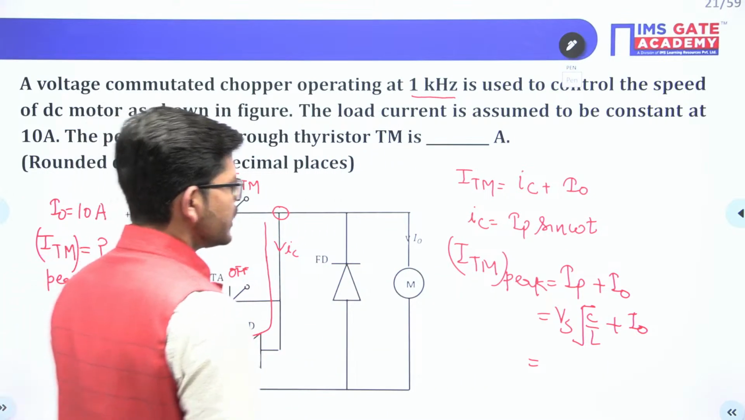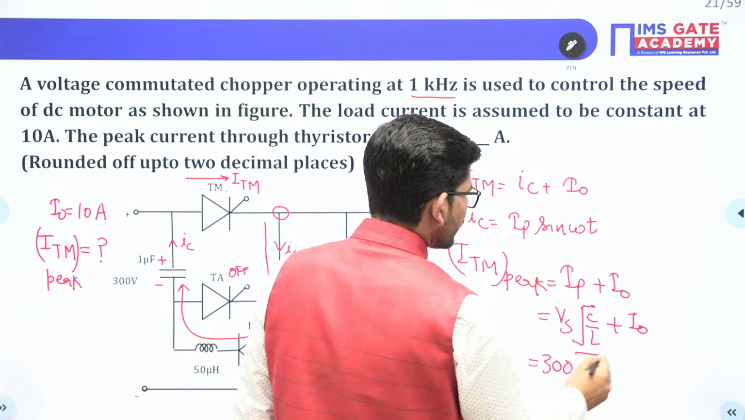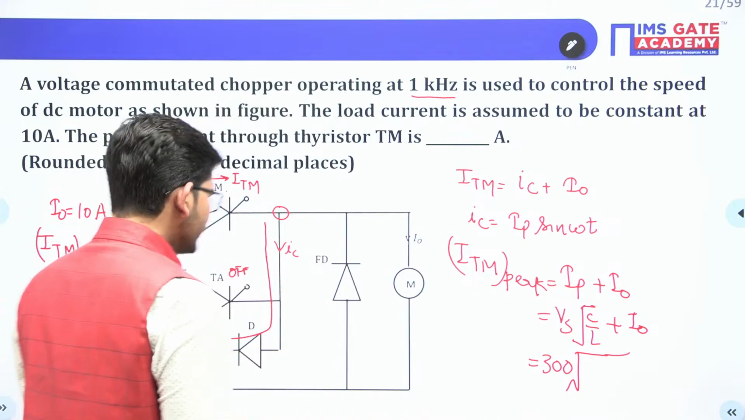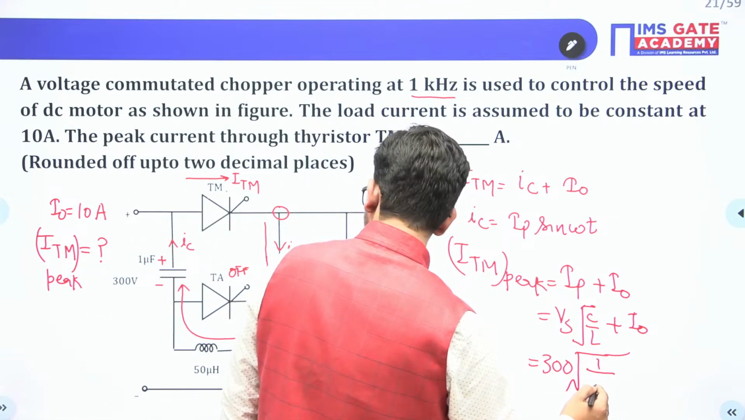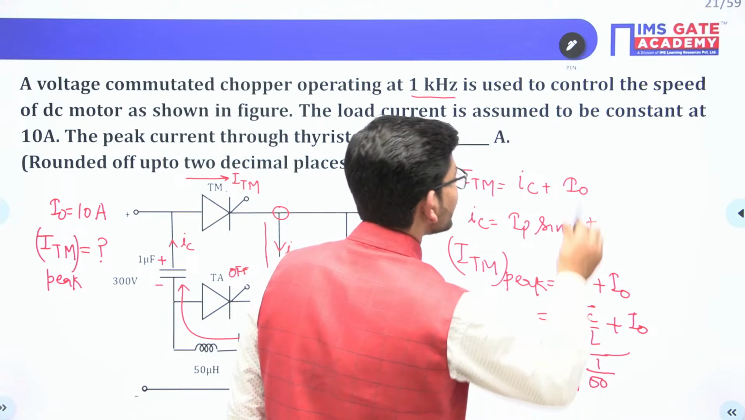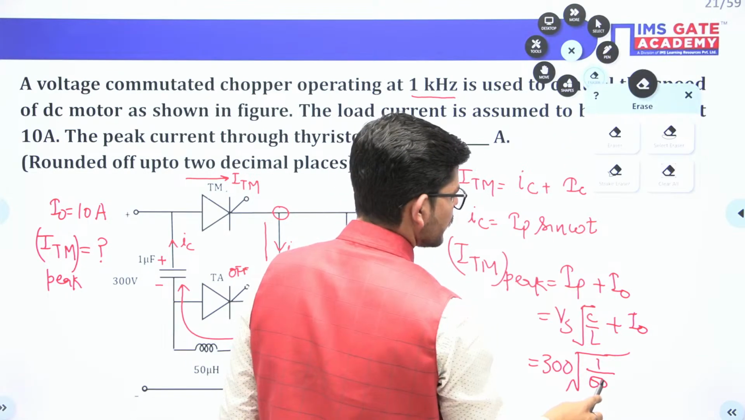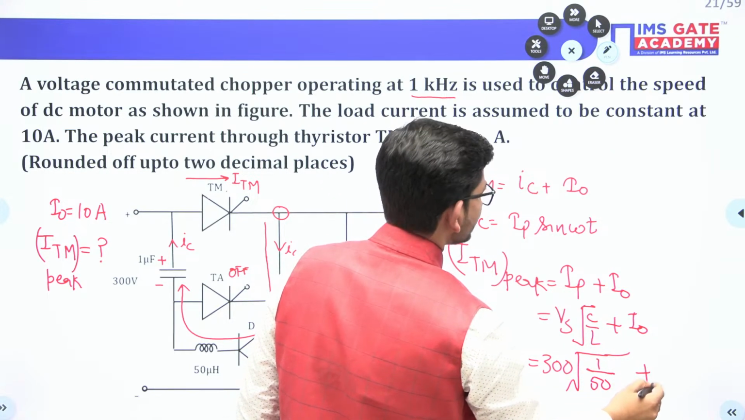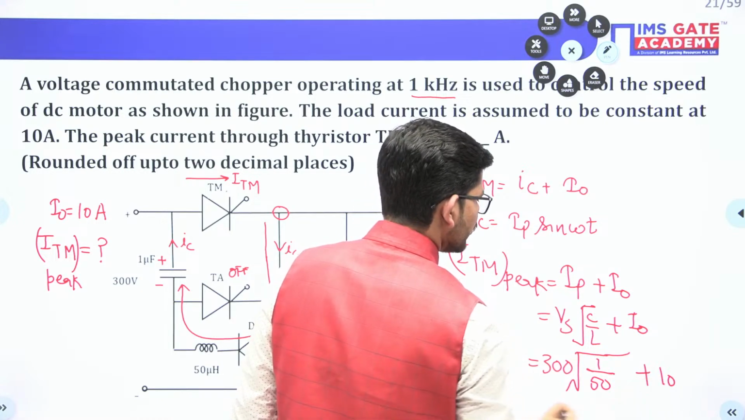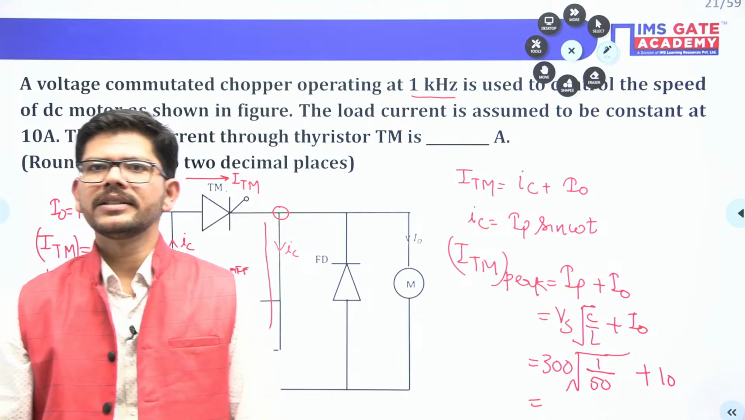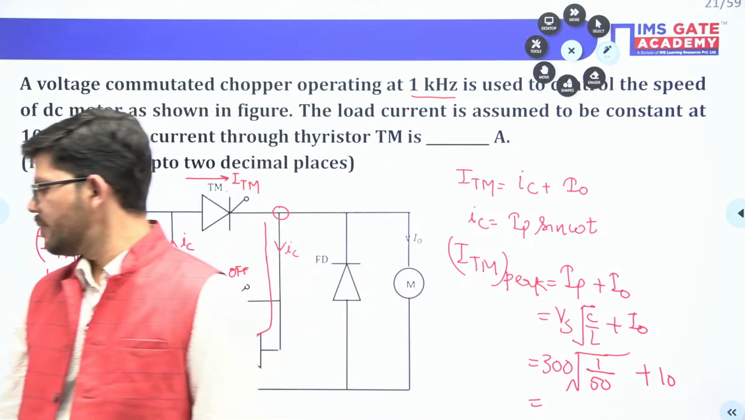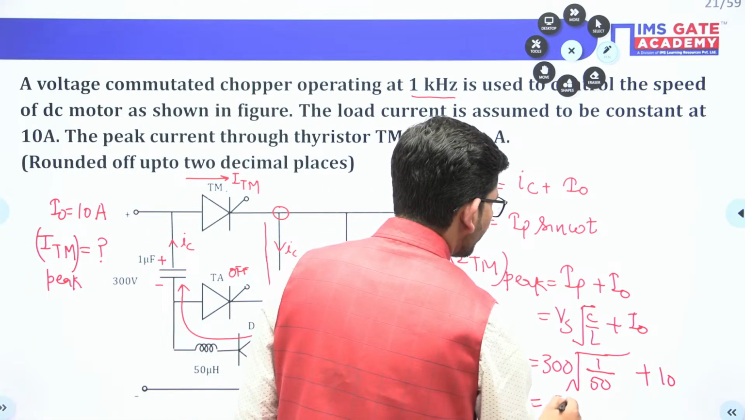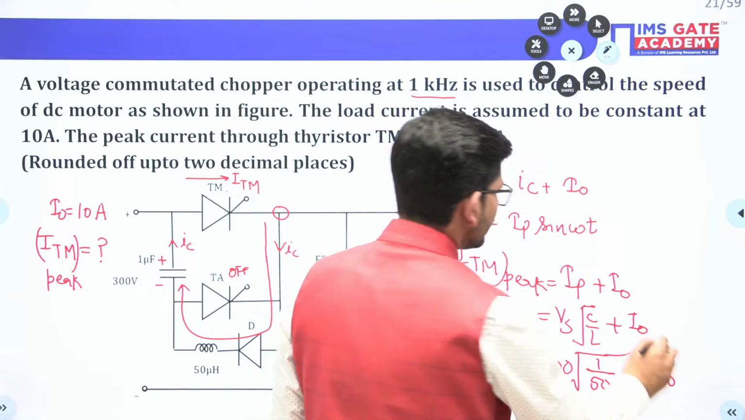What is Vs? Vs is 300 volt. What is C here? C is 1 microfarad. And L is also in micro, so I am not putting 10 to the power minus 6 here. 1 by 50, plus what is I naught? I naught is given to us, which is 10. So once you solve it, you will get the answer. What is the answer that is coming here? 52.42. That will be the answer.